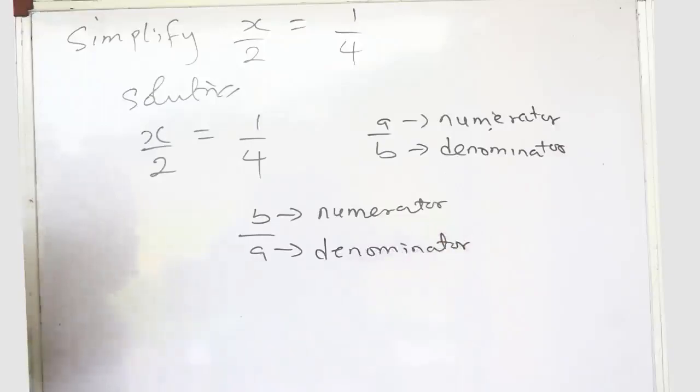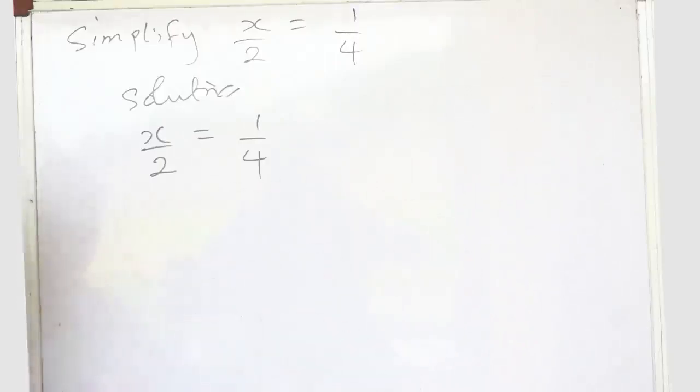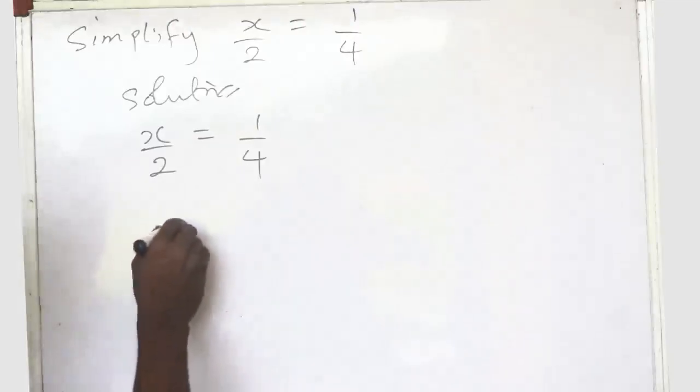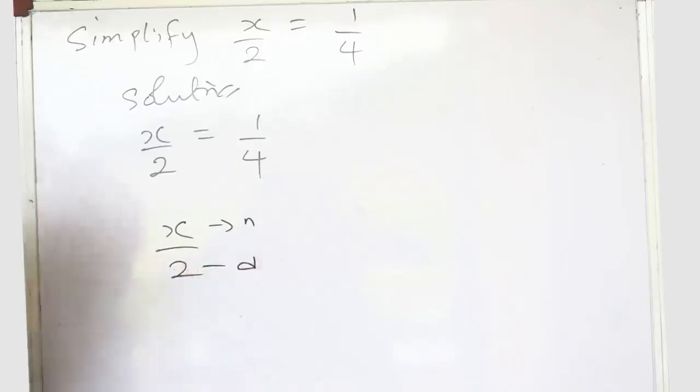So feel free to watch my video that has to do with fractions on YouTube. Okay, so let me clean this up. Anytime you are given an algebraic equation that has to do with fractions, if you check x over 2, this x is the numerator, whereas 2 is the denominator.